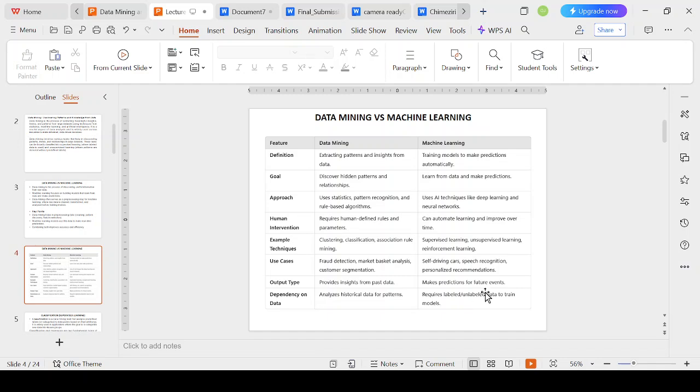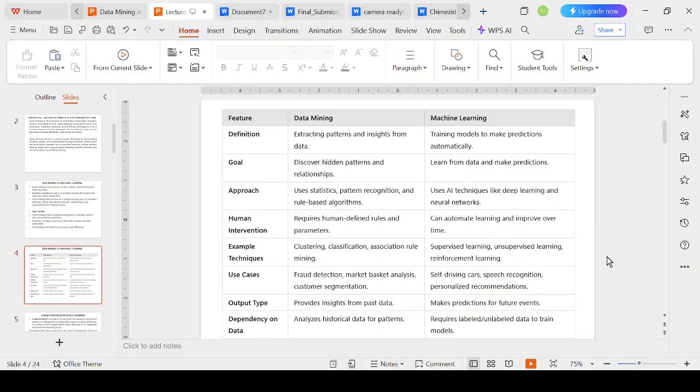In this table, we put data mining and machine learning in a nutshell. The definition, you can see it, then the goal. The goal of data mining is to discover hidden patterns and relationships. The goal of machine learning is to learn from data and make predictions. Approach: in data mining, you can use statistical techniques, pattern recognition, and rule-based algorithms. In machine learning, we use AI techniques like deep learning and neural networks. So when we are building a machine learning model, we use data mining techniques as well to clean our data before we automate our model.